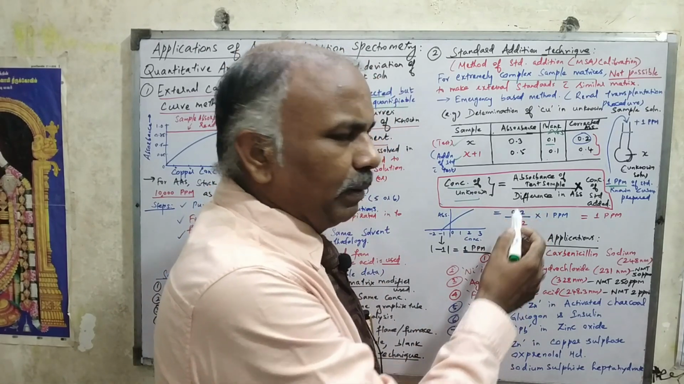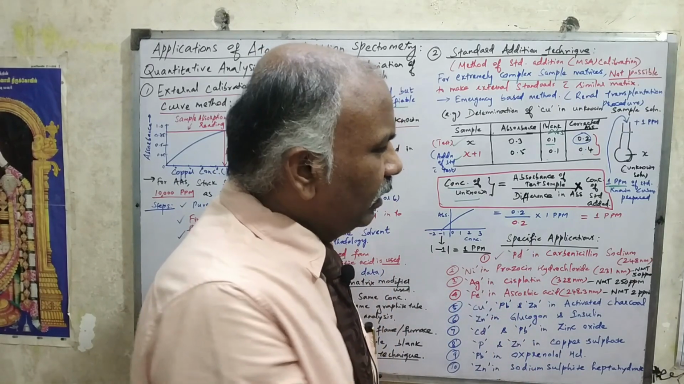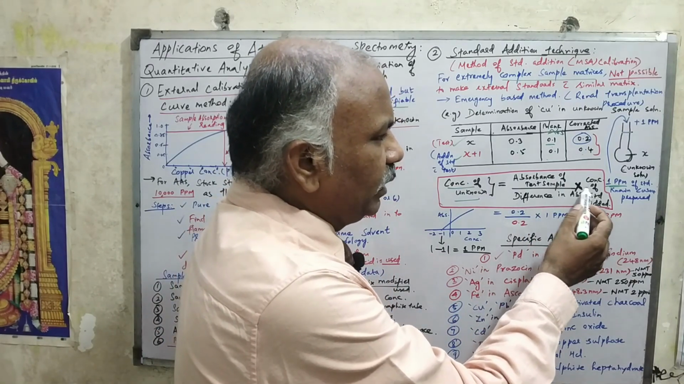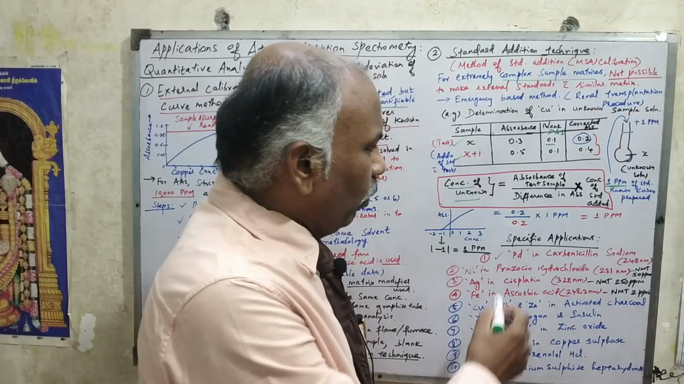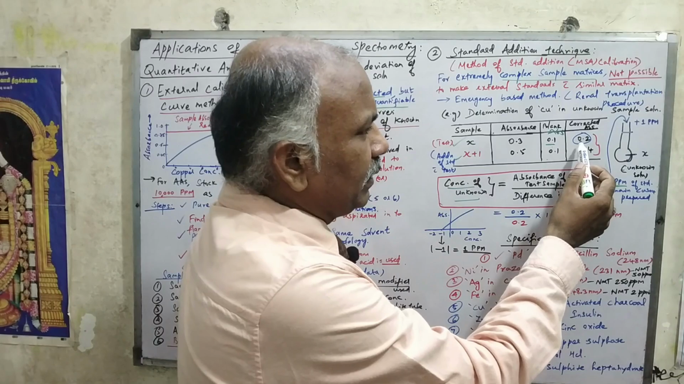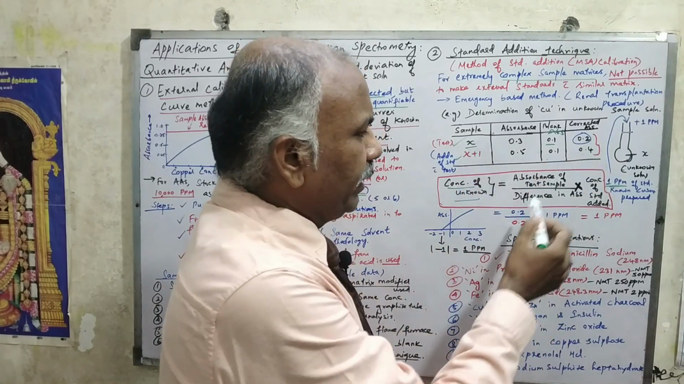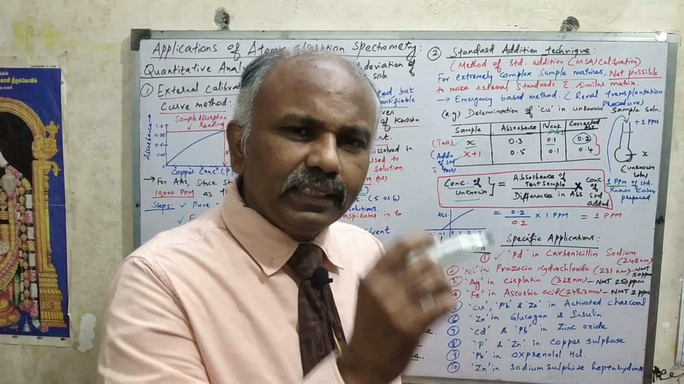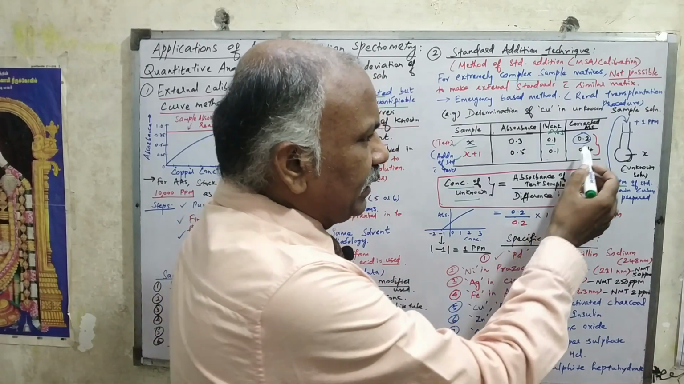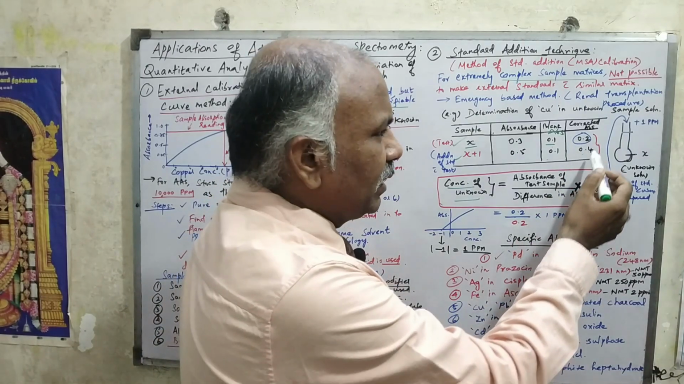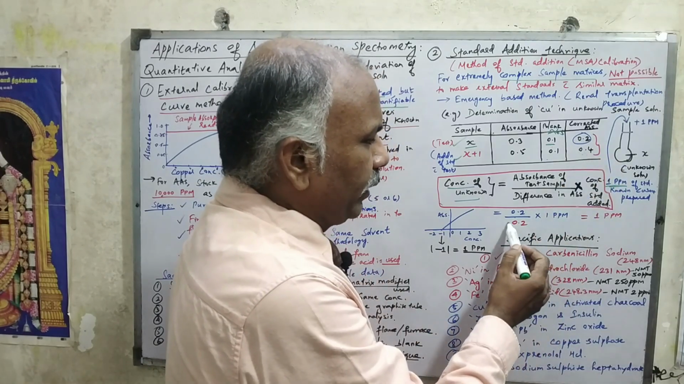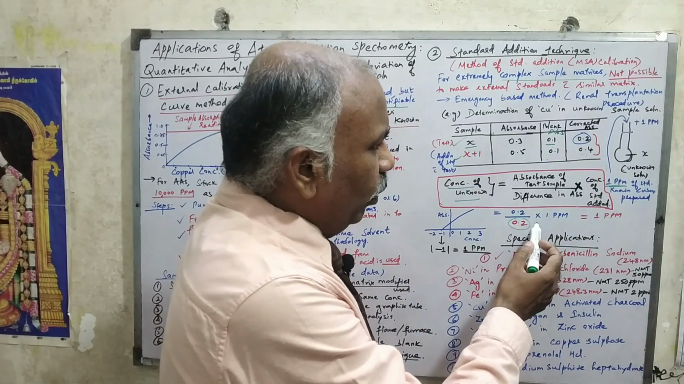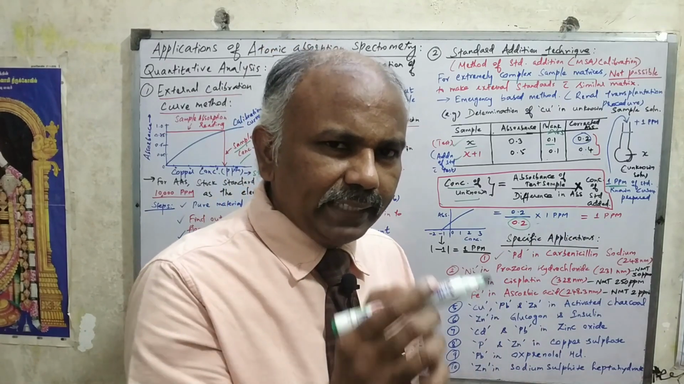the corrected absorbance of the test sample divided by the difference in absorbance, into the concentration of the standard added. It's a very simple formula. So what is the absorbance of the test sample? The test sample is X, so that is 0.2. What is the difference in absorbance between the test sample and the 1 ppm added? The difference in absorbance will be 0.4 minus 0.2, which is equal to 0.2. Do you get my point? Into 1 ppm, that is the concentration of the standard added.